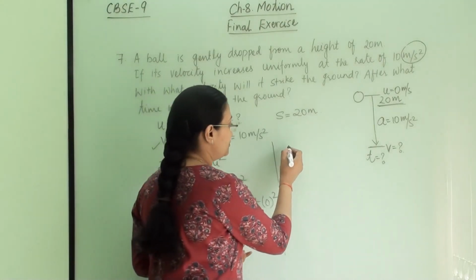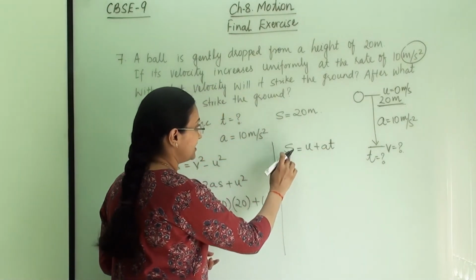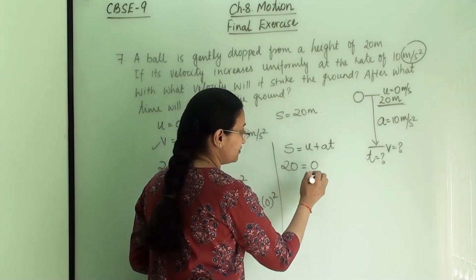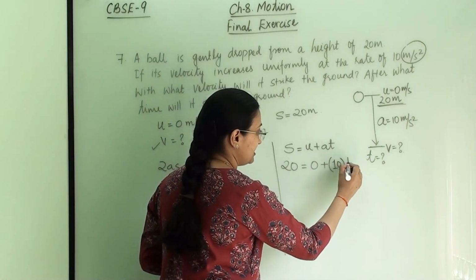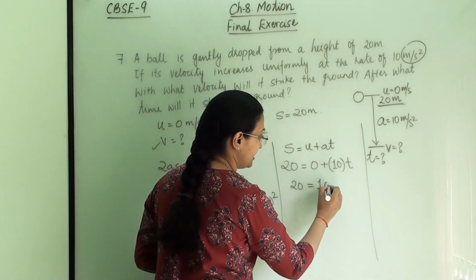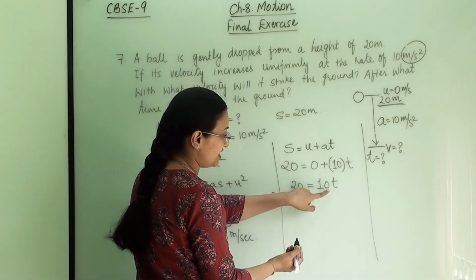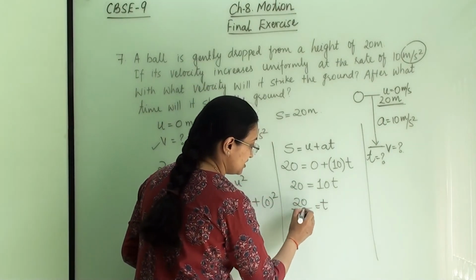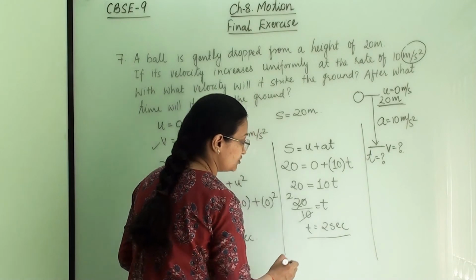So the equation we will use is s equals ut plus half at square. As we know the distance is 20 meter, I will write 20 equals u, which is 0, the initial velocity, plus a, we know it is 10, and t we have to find out. Now 20 equals 10t. So 10 we are taking over this side, it is in multiplication, so it will go in the denominator. 20 divided by 10 equals t. So here we will get 2. So t equals 2 second time.